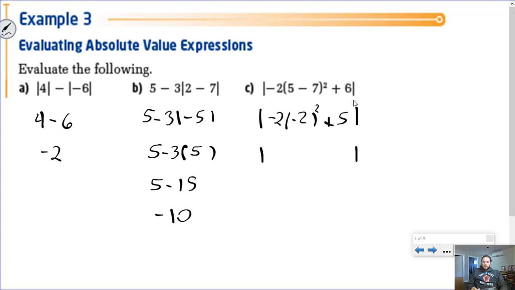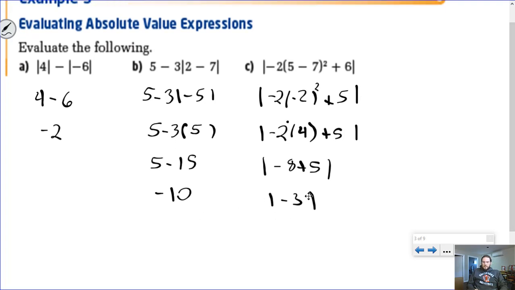So what comes next in order of operations? After brackets, it is exponents. So the negative 2 doesn't get touched yet, and we're going to say negative 2 squared is positive 4. Now we're going to do multiplication. So negative 2 times 4, negative 8, plus 5. And then we do this operation. So negative 8 plus 5 is negative 3. And then finally, now that we've gotten the inside of our bracket to an answer, we're going to say the absolute value of negative 3 is positive 3.